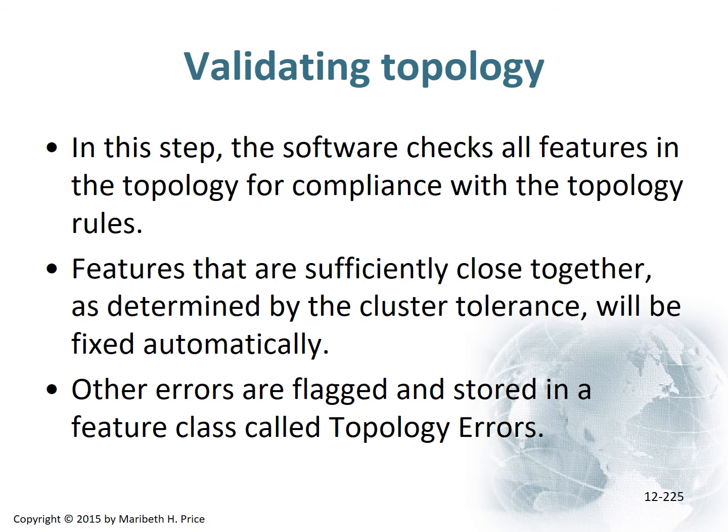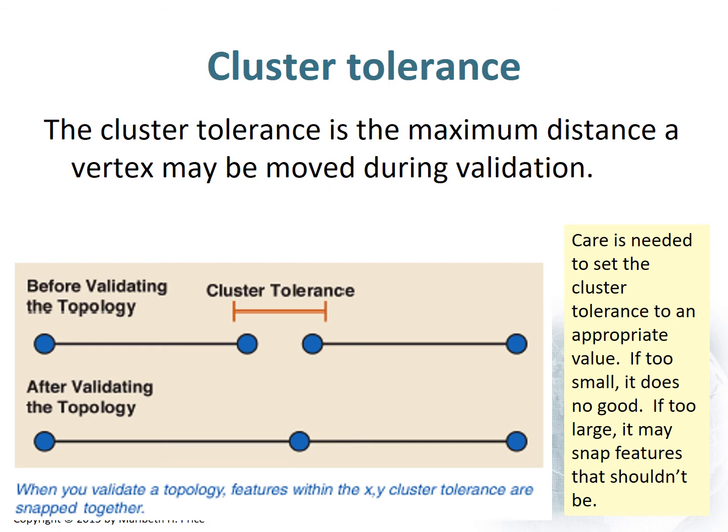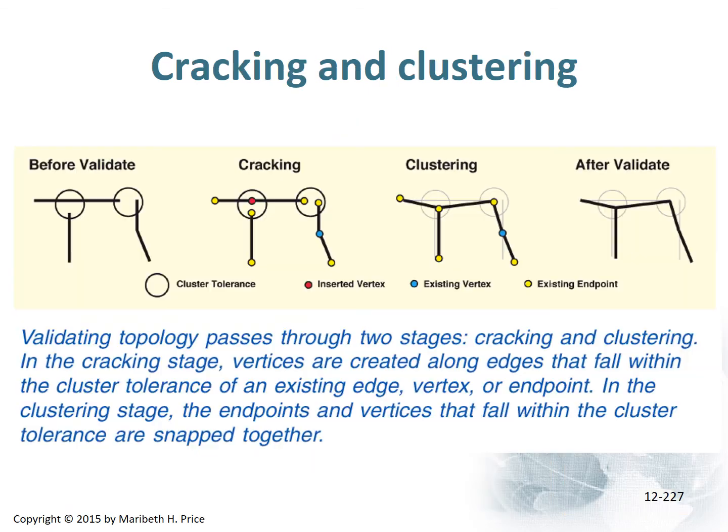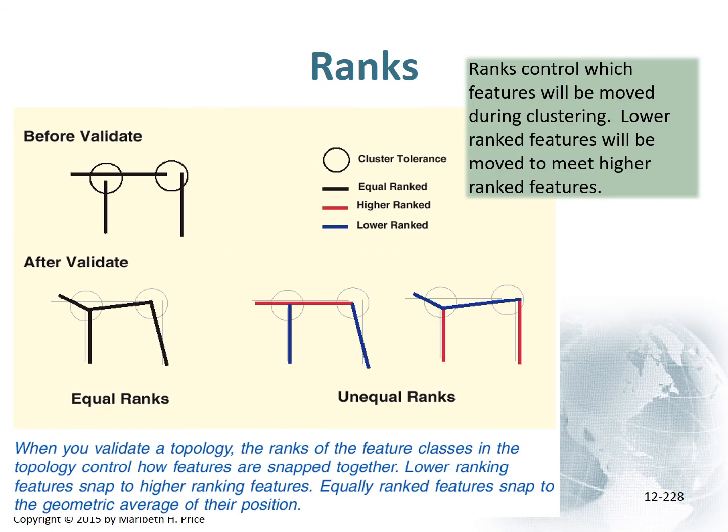When you validate it, the software checks for everything, looks at your snapping tolerances, your cluster tolerances. It fixes everything automatically that it can. Again, we talked about cluster tolerances, how you really got to be cautious of what you set them at. Cracking and clustering. This whole process, the way it basically works, is it separates all the individual line segments at the nodes, and then puts them all back together with the nodes, such that there's no dangles or overshoots or improper boundaries. Ranks control which features will be moved when things are clustered and which ones get to stay.